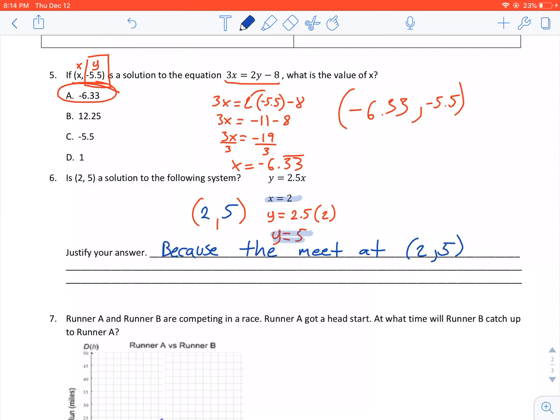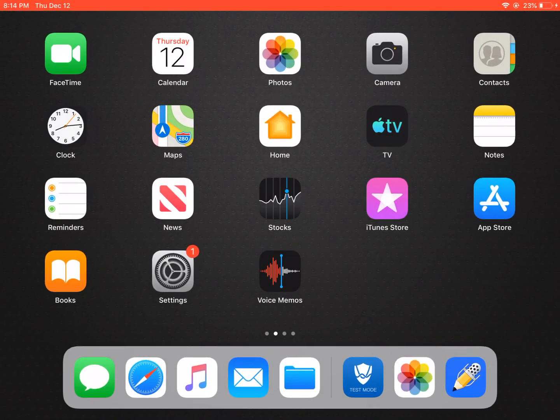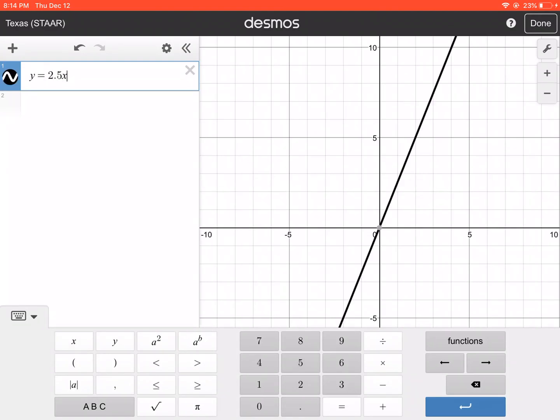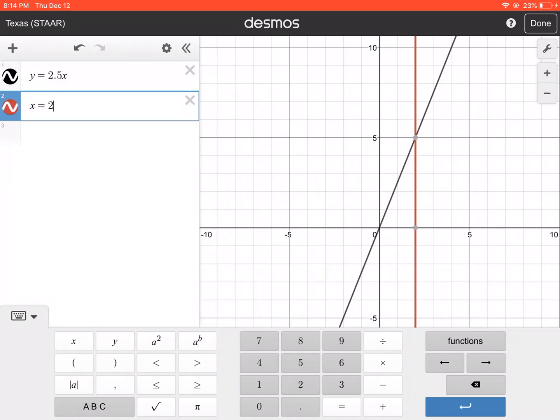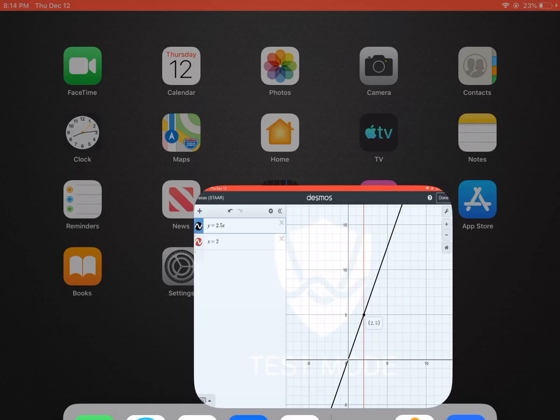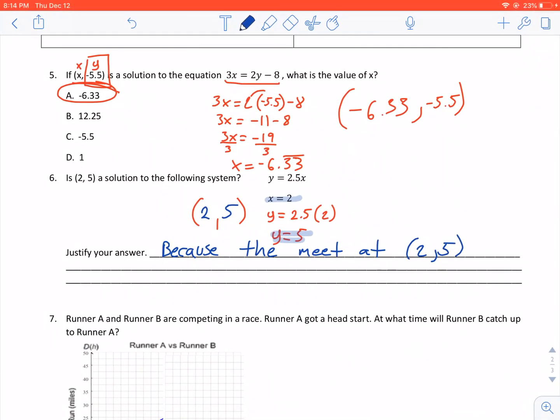So that helps out. Another way we could have done this, we could have gone to Desmos and plugged in y = 2.5x, and then the other one being x = 2, and then you would have looked at the point where they both met. It looks like they meet right there, and that is (2, 5). So in this case, were we right? Yes, we were. So that should be pretty easy. Let's move on to the next one.